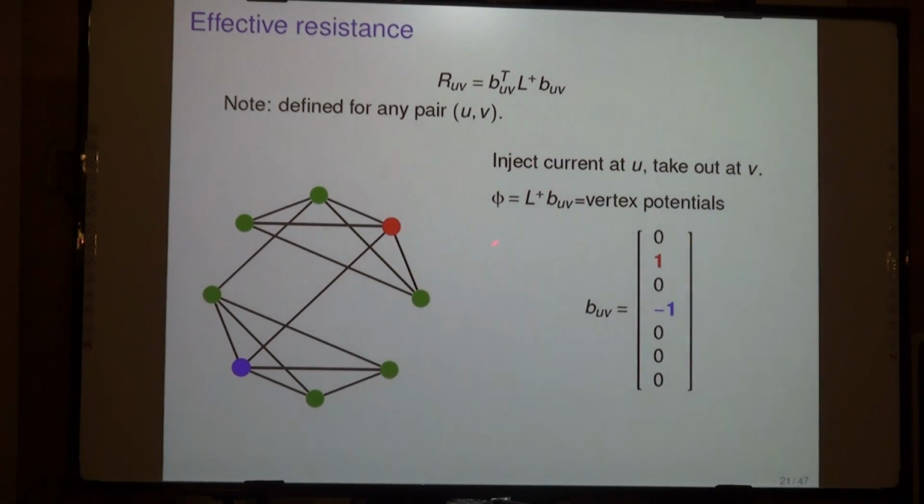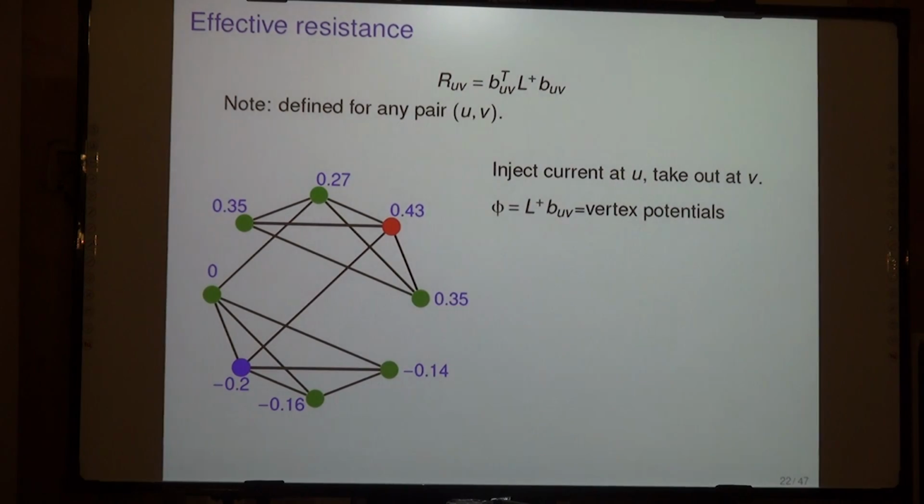So what is the effective resistance? It is the potential difference that arises on the vertices of the graph if you inject 1 unit of current at U and take 1 unit of current at V. So here's the experiment. I inject 1 unit of current at the blue node, I think, and take it out at the red node, or the other way around. Then one can see by linear algebra that the set of vertex potentials that arises from this experiment is exactly the pseudo-inverse of the Laplacian times this B_UV vector. This B_UV vector just has a minus 1 at U and a plus 1 at V. That's exactly what it's saying: inject 1 unit of current at U, take it out at V. And if you look at Kirchhoff's law and Ohm's law, you will realize that the set of vertex potentials that arises is exactly L plus times B_UV.